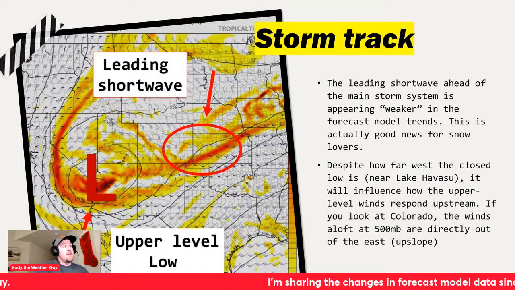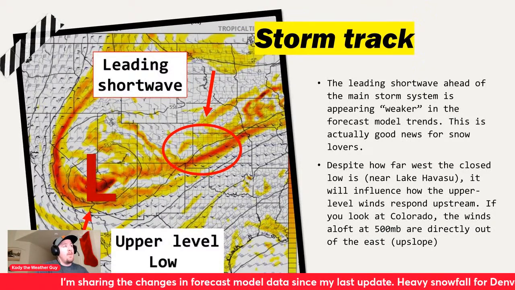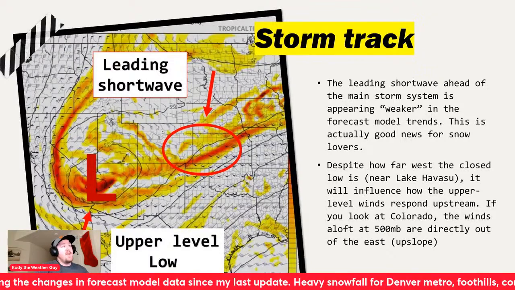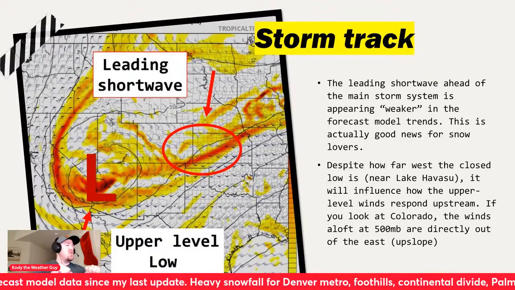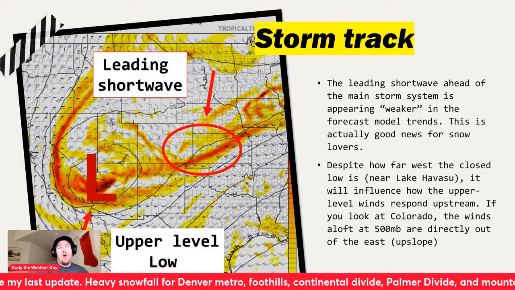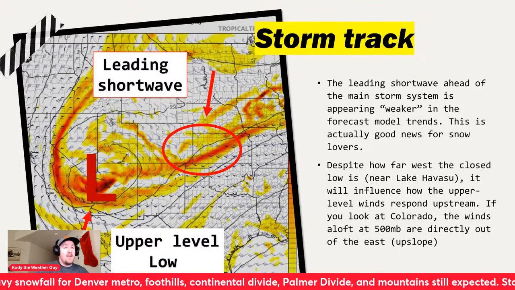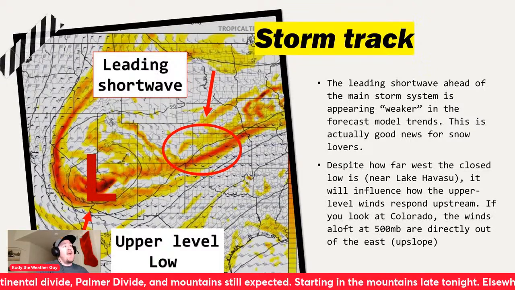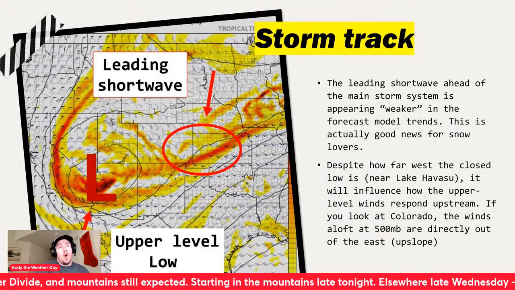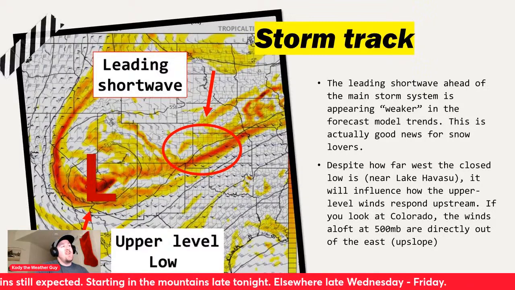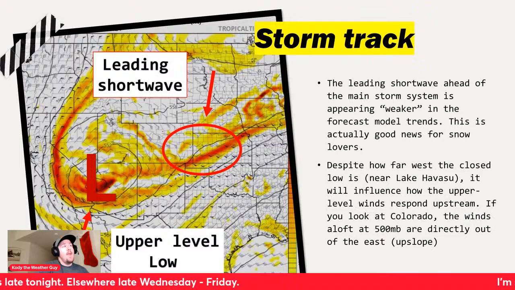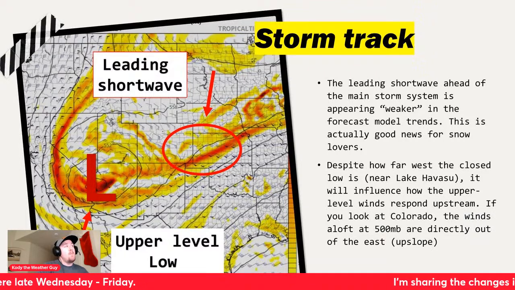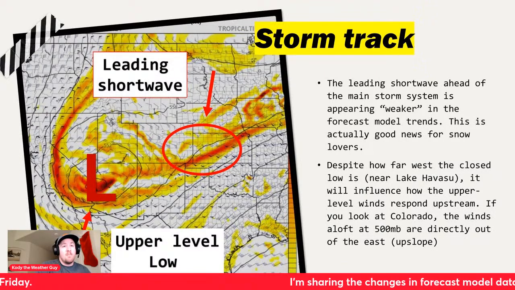The reason why is because this closed low right here is going to have a bigger influence on our weather than this shortwave. Originally, these two were kind of juxtapositioning and trying to decide how they were going to phase together, if they were going to phase together at all. Today, because this is appearing weaker in the models, this is actually influencing the upper level winds in Colorado. So this is why we've seen an uptick in the precipitation amounts in the models today. And this is a reason why we've seen an uptick in the snowfall totals across most of the region.